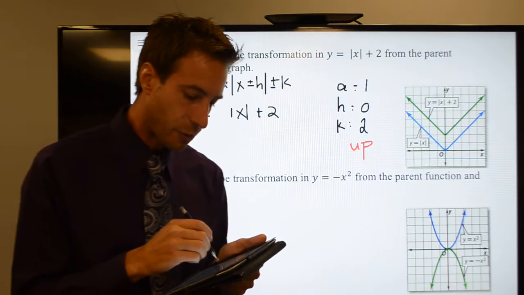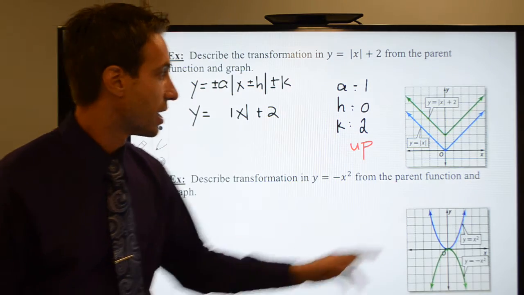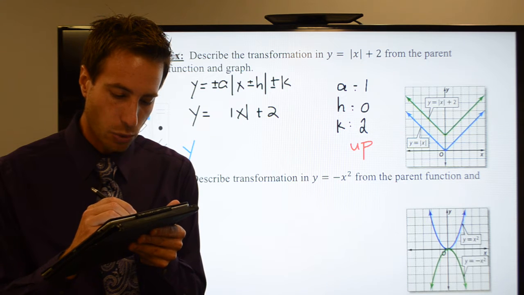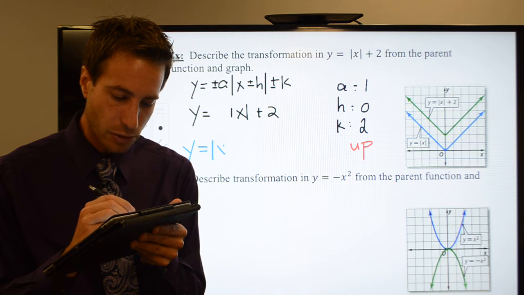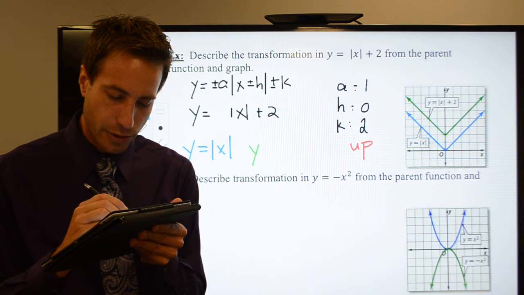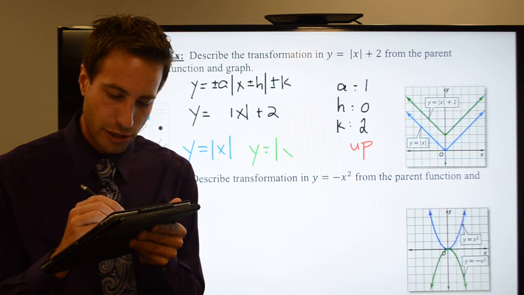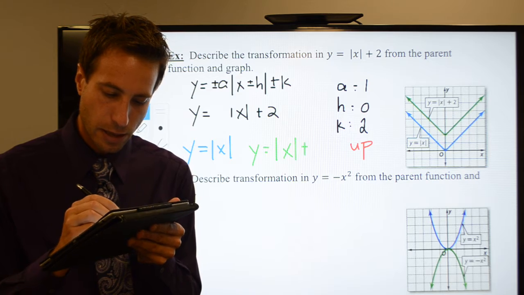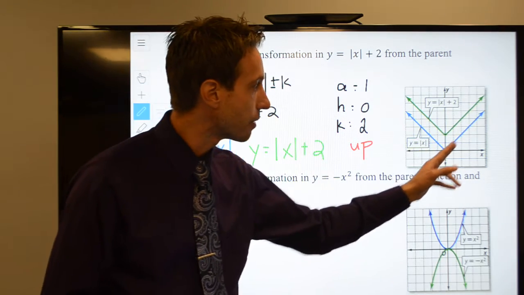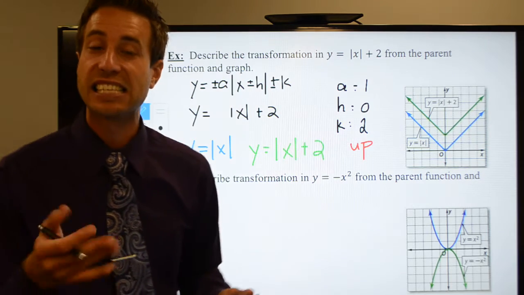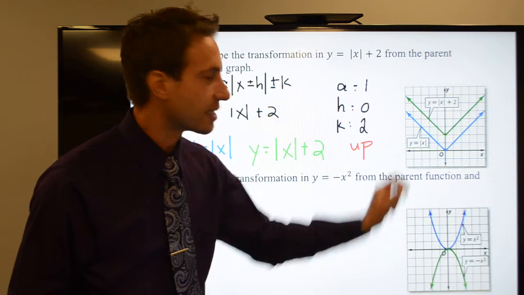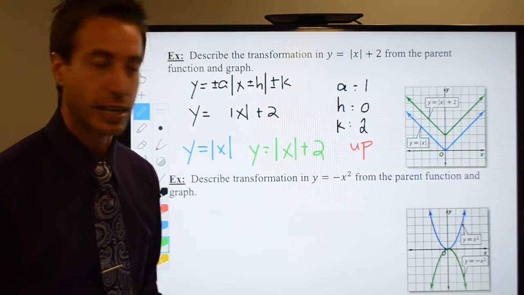Now here's what I've done for you. I have already graphed these. In blue, I've given you the parent function y equals the absolute value of x. In green, I have given you the graphed transformation, absolute value of x plus 2. What we would expect is that the parent function in blue has been shifted up 2 units, and that's exactly what has happened with my green graph.